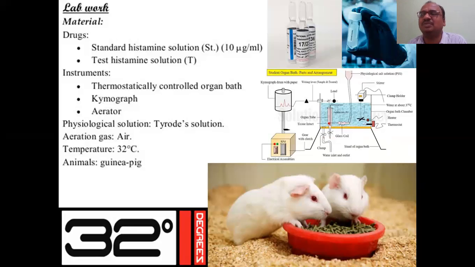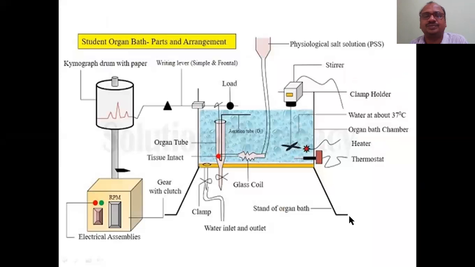Like that you can remember, simply you can say. It is also 32 degrees centigrade you have to maintain. That's why here I highlighted the points: test, standard, chymograph, everything. And food. Here you can see exactly what happened, how the curve comes.